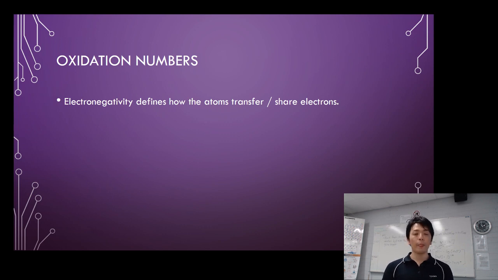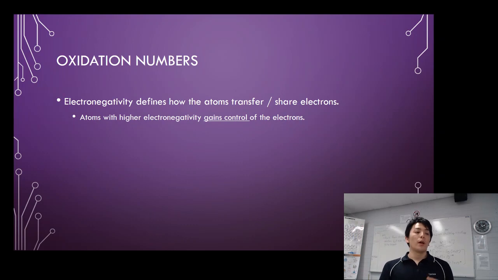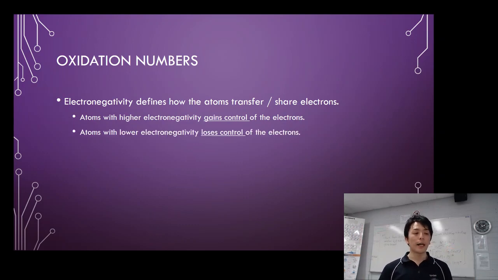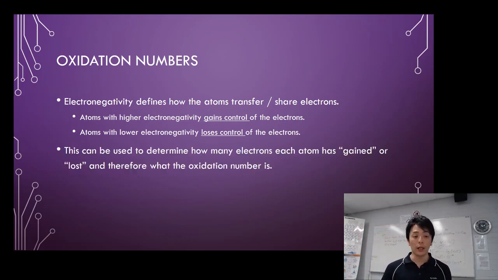Final slide of this video. Now, what defines the electron transfer and how many electrons would move or be shared within a species depends on the electronegativity of each atom. Remember which element has the highest electronegativity and which way the trend goes. Hopefully you're pointing that way. So the top right corner, fluorine, would have the highest electronegativity. Atoms with higher electronegativity gain control of the electrons. They want to gain electrons more than other species. And atoms with lower electronegativity lose control. They would happily give out their electrons to the one with higher electronegativity.